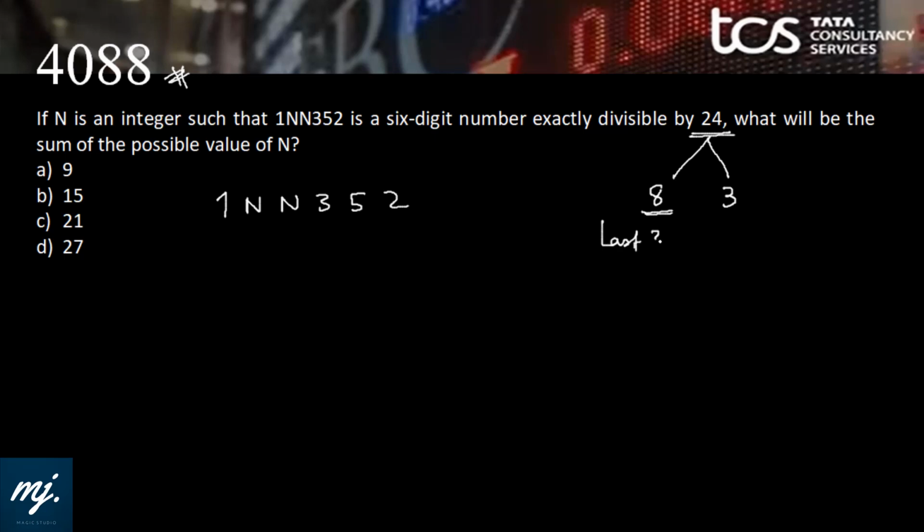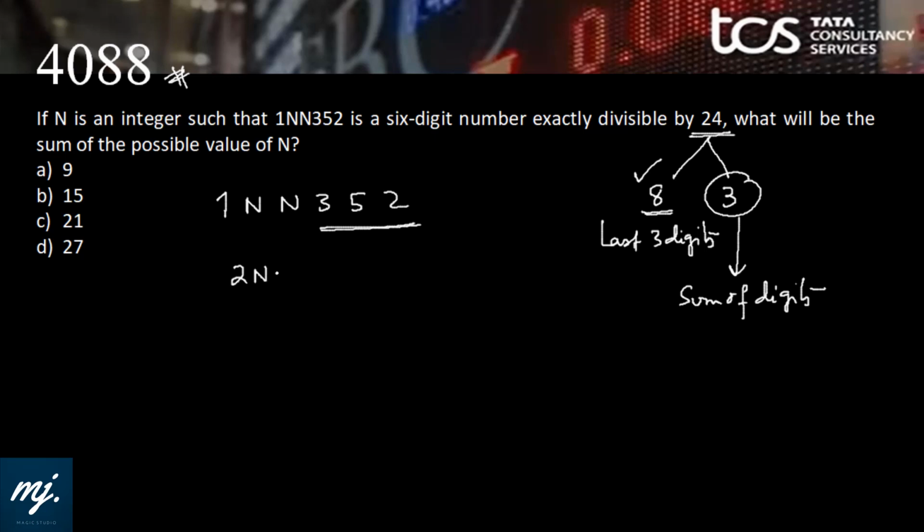by 3. Rule for 8 is that the last 3 digits of the number should be divisible by 8. Now let us check. 352, 32, 32. Yes, 352 is divisible by 8. Now the rule for 3 is that the sum of digits should be divisible by 3. Now what is the sum of digits? 3 plus 1 is 4, plus 5 is 9, and 2 is 11.